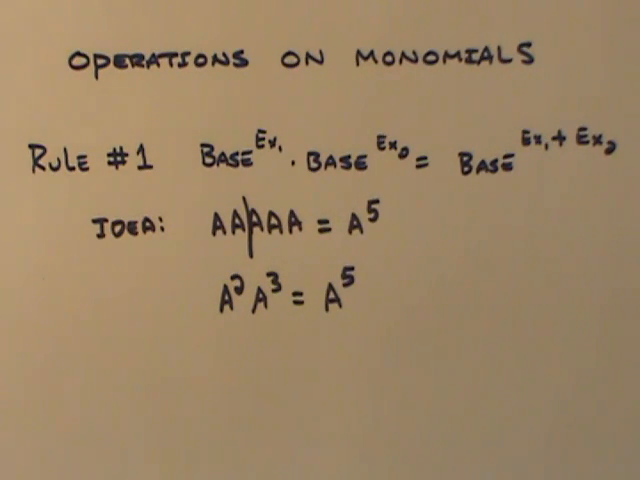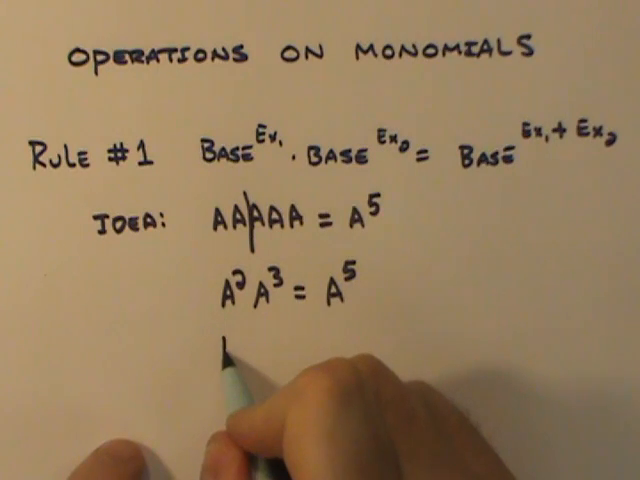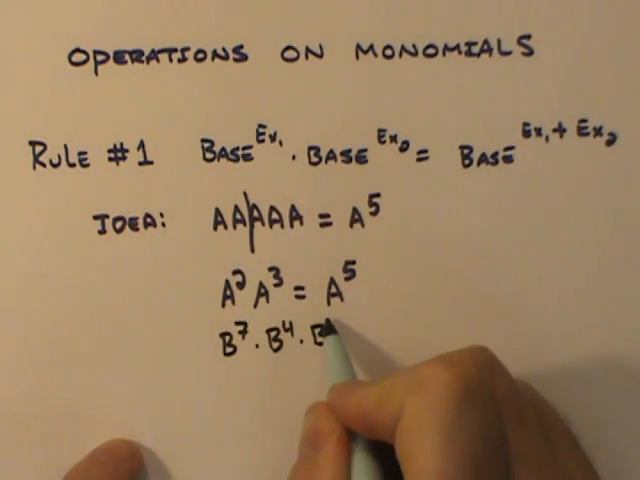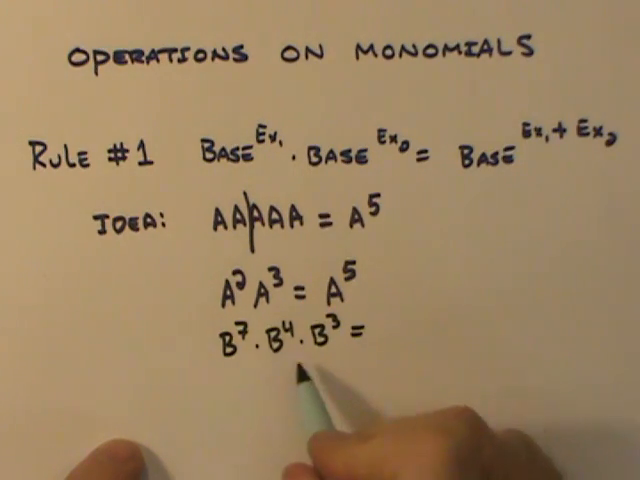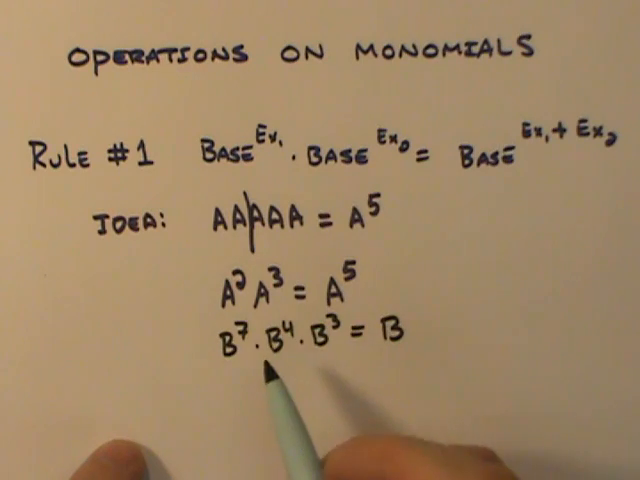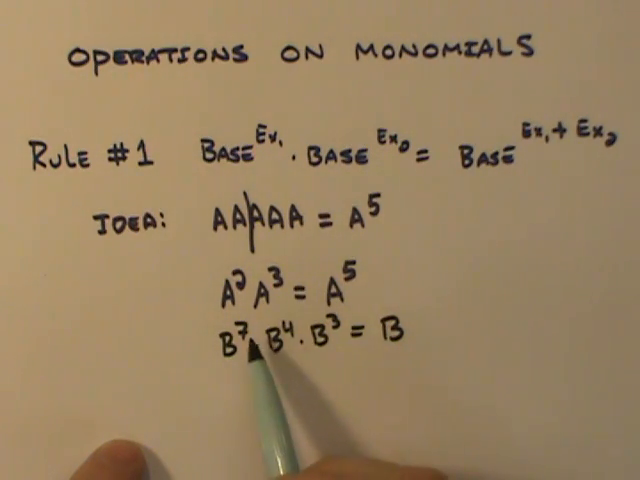So if I have an A squared, A cubed, I can call it A to the fifth. If I have something like B to the 7th times B to the 4th times B cubed, because it's a common base, I can say that my answer would be B raised to, and then I simply add these exponents up. 7 and 3 is 10, 10 and 4 is 14. So it'd be B raised to the 14th.